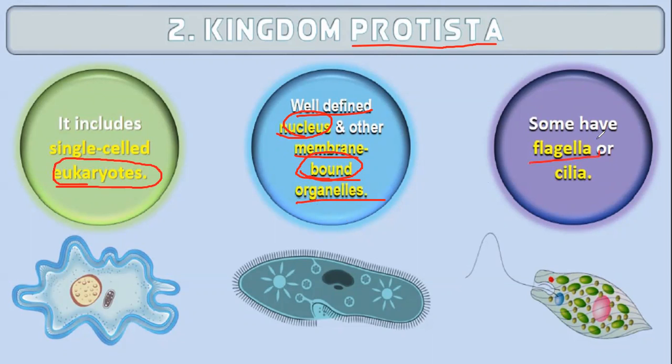Some of them may have flagella for locomotion, or the body may be covered with cilia. Name a Protista covered by cilia: Paramecium. Paramecium comes under the class ciliates. Look, Amoeba, Paramecium, Euglena, etc. Okay?